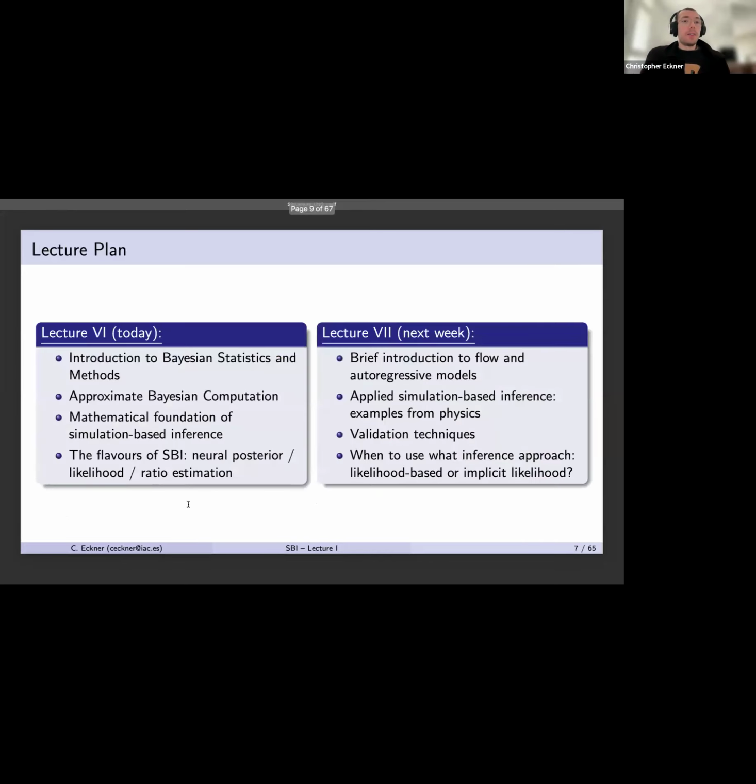Okay. So what I want to do today in the lecture is introduce to you Bayesian statistics and some methods that come up there, then talk about one precursor of the modern implicit likelihood approach that is called approximate Bayesian computation, which has been put forward in the 80s. Then go a bit about the mathematical foundations about the simulation-based inference approach and its flavors because you can do this in different types, and depending on this, there will be different ways you have to implement this.